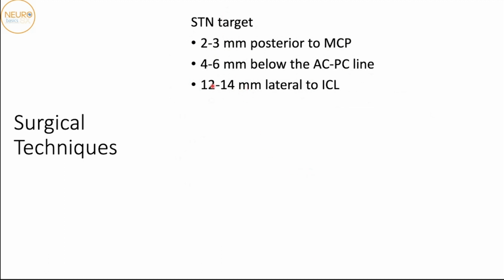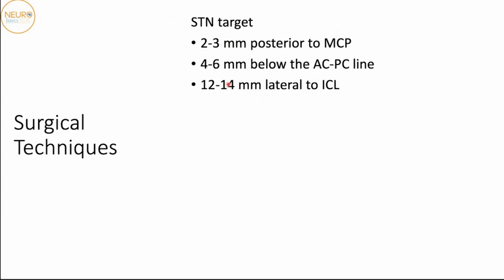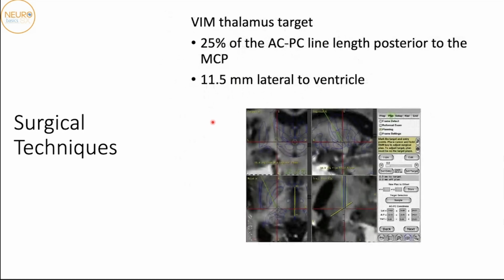STN, on the other hand, is also quite similar. You take the MCP again, but instead of going 2 to 3 millimeter anterior, you have to go 2 to 3 millimeter posterior to the MCP. About a similar amount of distance below the ACPC line, but instead of 21 millimeter lateral, you only go 12 to 14 millimeter lateral. So it's quite similar, just almost in the opposite direction. So again, GPI is 2 to 3 millimeter anterior, about 4 to 6 millimeter below the ICL, but 21 millimeter lateral. While STN, on the other hand, is 2 to 3 millimeter posterior, 4 to 6 millimeter below the line, and about 14 millimeter lateral to the ICL.